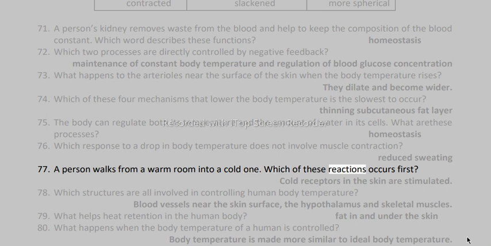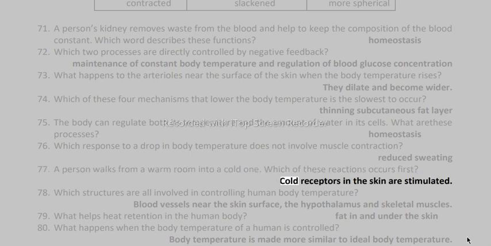77. A person walks from a warm room into a cold one. Which of these reactions occurs first? Cold receptors in the skin are stimulated. 78. Which structures are all involved in controlling human body temperature? Blood vessels near the skin surface, the hypothalamus and skeletal muscles.